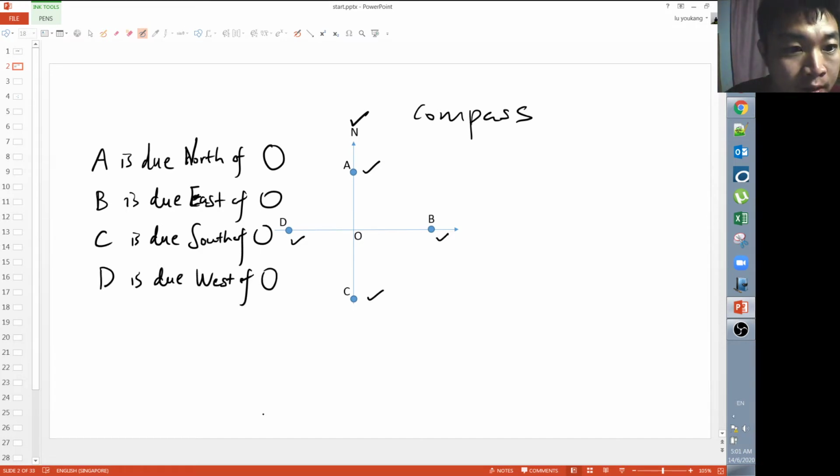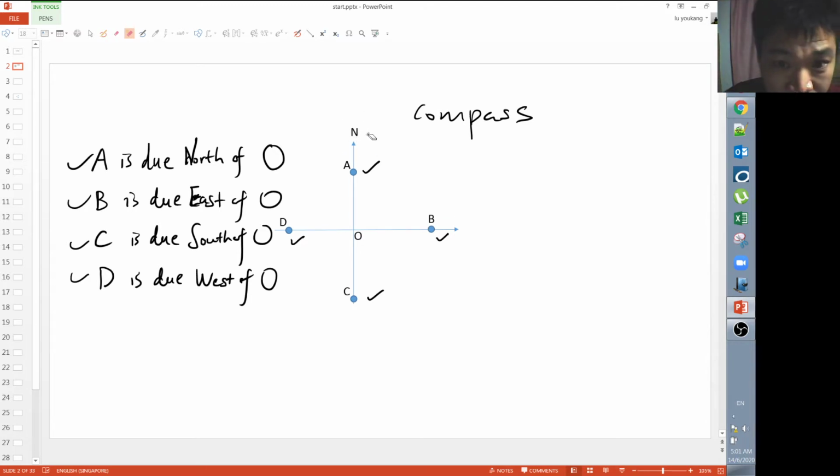I hope you know these four descriptions very well. Why? Because some of my students are from primary 6 and they are already learning orders. Next time when you are given a compass, what you are usually given is the north position.